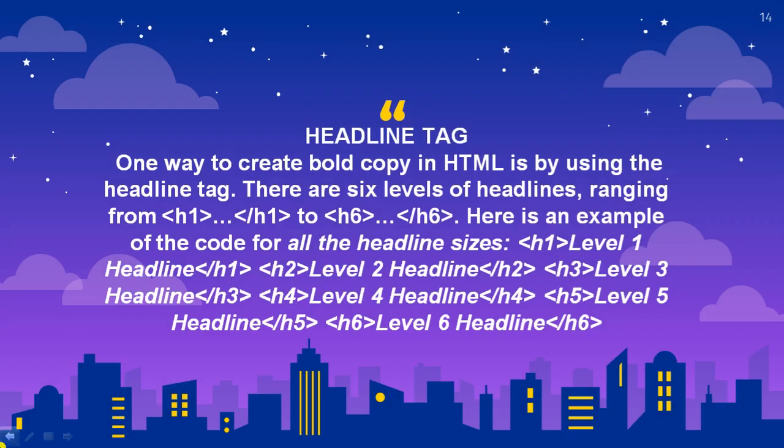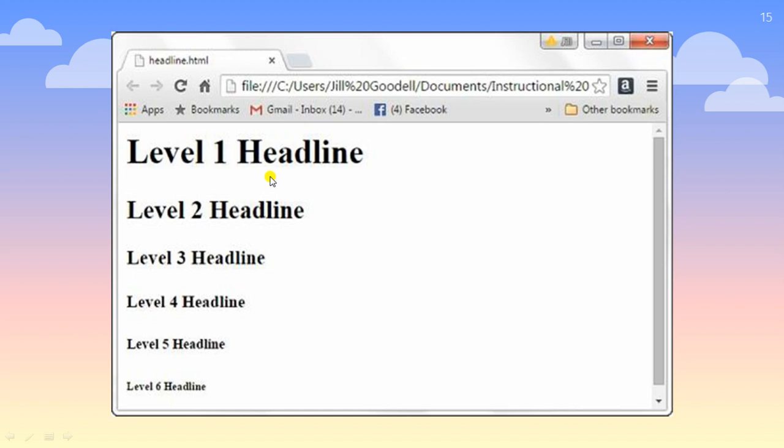Fine. Now we are going to learn another tag, that is the headline tag. One way to create a bold copy in HTML is by using the headline tag. There are 6 levels of headlines ranging from H1 to H6. Fine. These are not empty tags, these are container tags, so that is why they really require the closing tag as well. Here is an example of the code for all the headline sizes. H1 is level 1 headline. Fine. This is what I have given an example over here. We are using H1 till H6. Fine. So this is what the result will come.